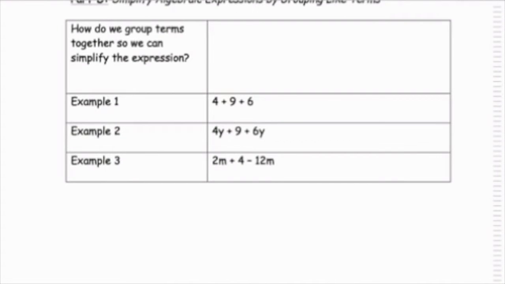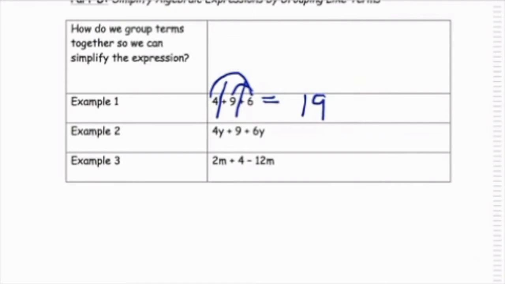Alright, this one's kind of weird. 4 plus 9 plus 6. Listen, they're all like terms, so just add them together. I like to jump around, right? 4 plus 6 is 10, and then plus 9 is 19. I was able to add all 3 terms because they didn't have a variable attached to them.